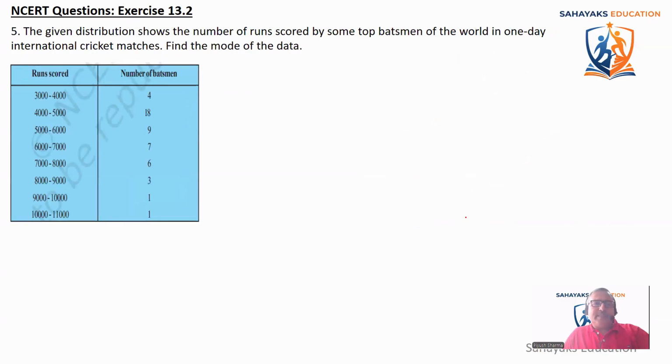Let's come to the next question here. The given distribution shows the number of runs scored by top batsmen of the world in one-day international cricket matches. Find the mode of the data. For finding the mode, we'll do the same thing. We'll find the modal class. For the modal class, we'll see the maximum frequency. Maximum frequency is here, so the modal class is this.